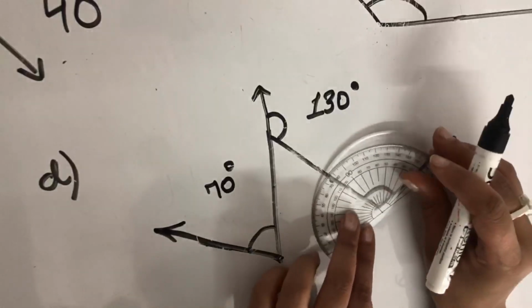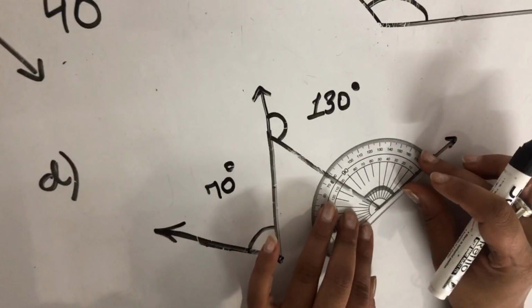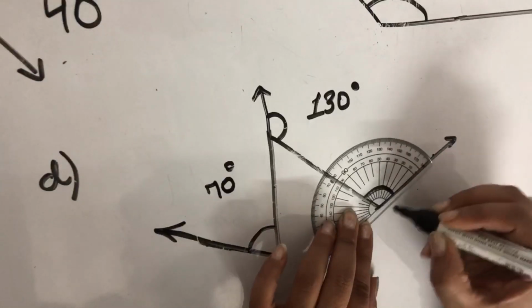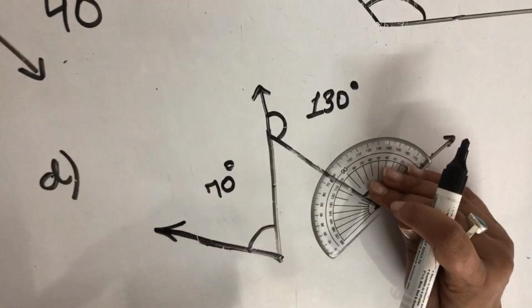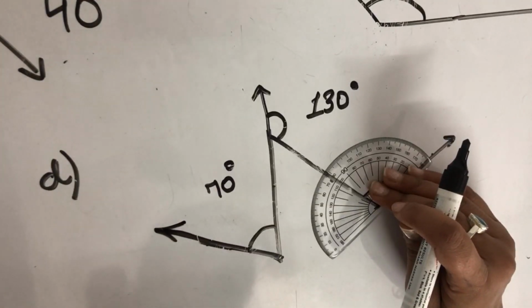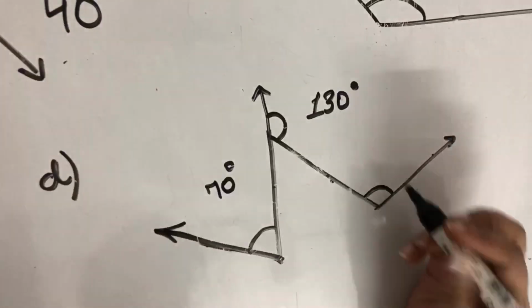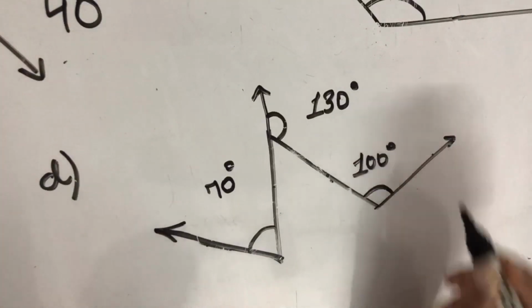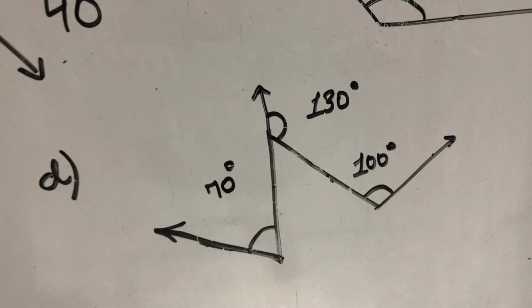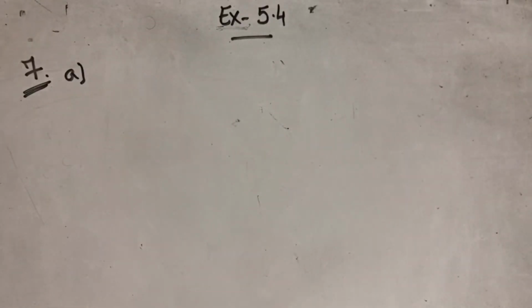Keep it here. Now this arm is towards right hand side, means now you have to measure from inner circle. On the inner circle the value is coming 100. So this angle is 100 degree.